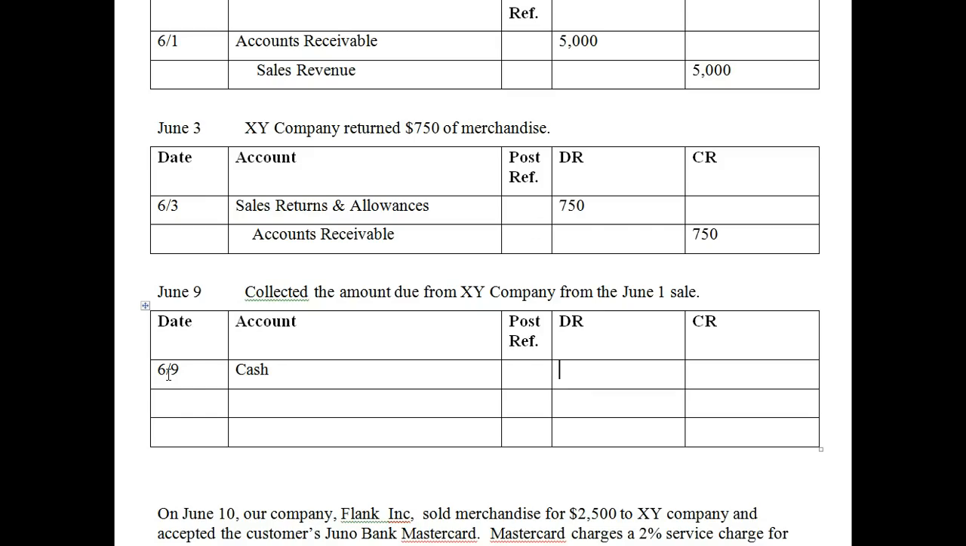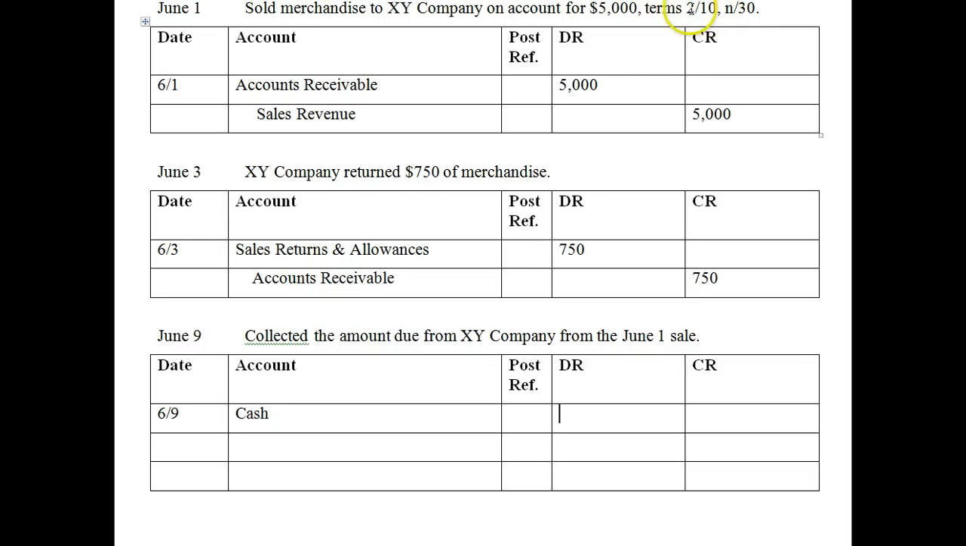Now, here's where we have to be careful. Notice those credit terms, 2% if paid within 10 days. Are we within the 10-day window? Correct. We are within the 10-day window, so we need to take into account that we will not receive the full amount due. We have to reduce it by the discount. So how much in discount and how much will we receive?